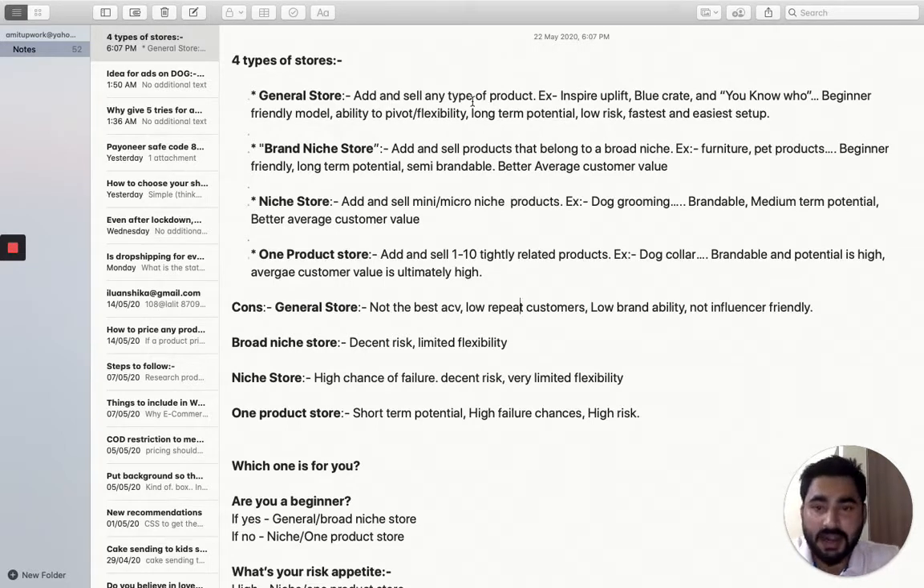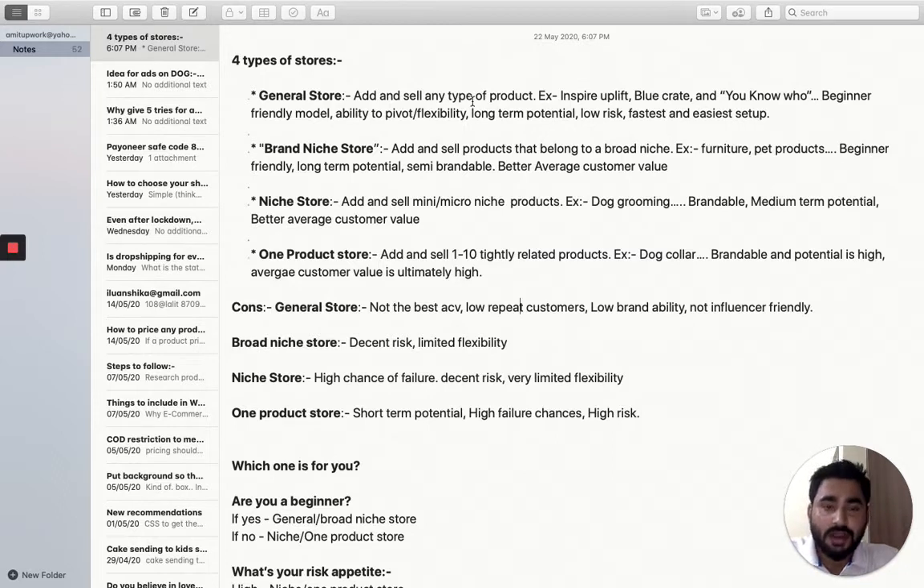Then comes the brand niche store. A brand niche store is basically selling products from a particular segment. Suppose you are dealing in pet supplies, pet products, or furniture. Furniture can be anything like beds, bed sheets, pillow covers, sofas, cushions. Just think of anything related to furniture that will be your target product that you can include in your store and sell to your customers.